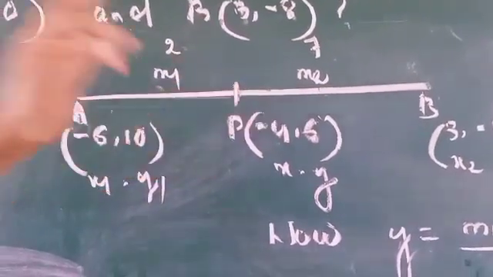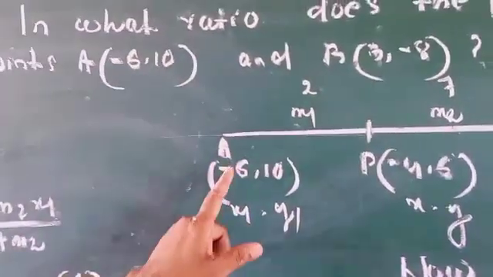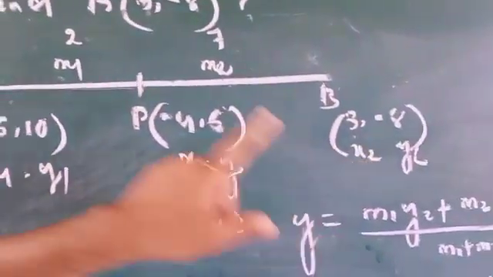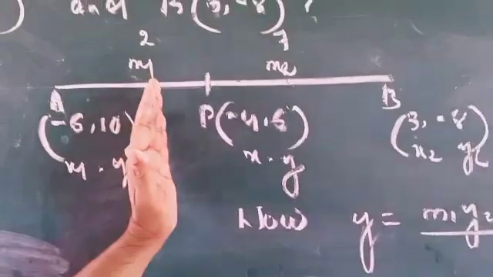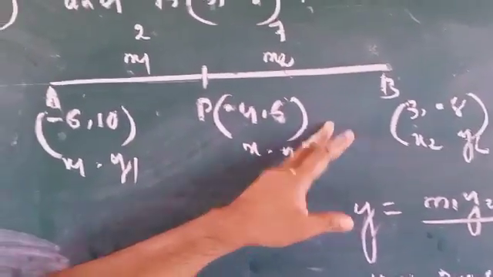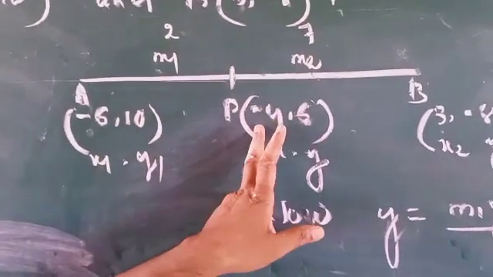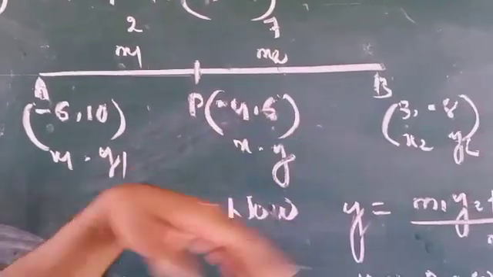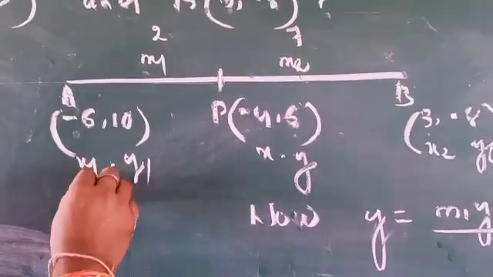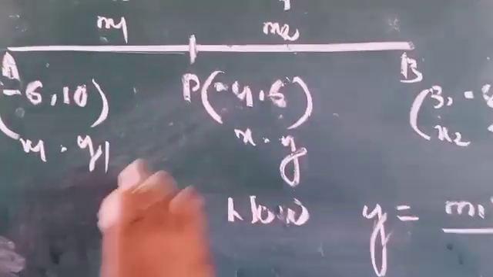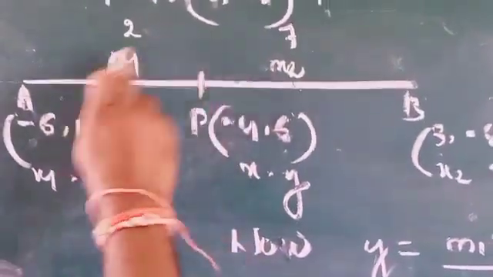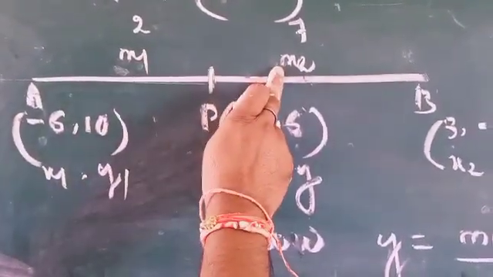Where the point A is given as (-6, 10), B is given as (3, -8), and the point P which divides AB has its coordinates also given as (-4, 6). So in example 6, what did we do? The coordinates of A and B were given, and m1 is to m2, the ratio, was also given.